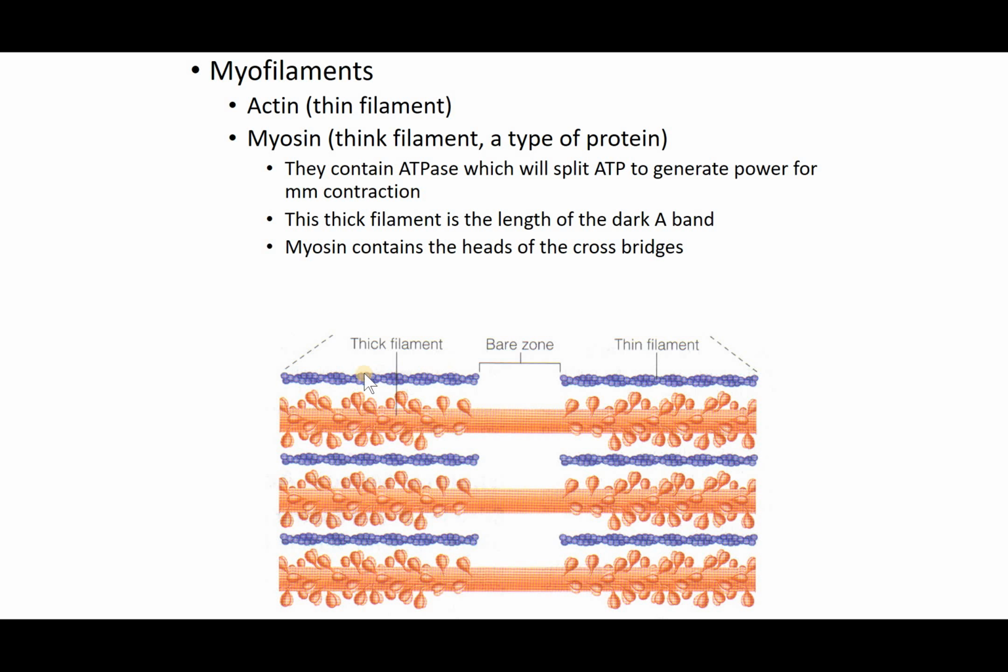Remember, the actin is the blue filament that you see here. The myosin is the red. It is a protein, and contains ATPase. Remember, when you see "ase" at the end of a word, it's letting you know it's an enzyme, which will split the ATP to generate power for muscle contraction.